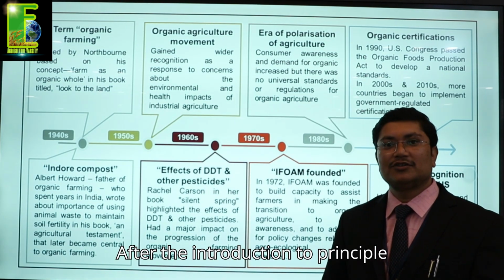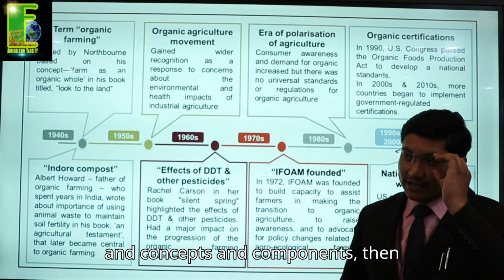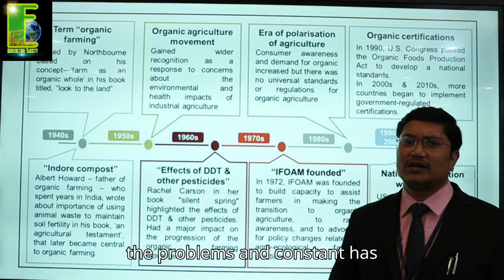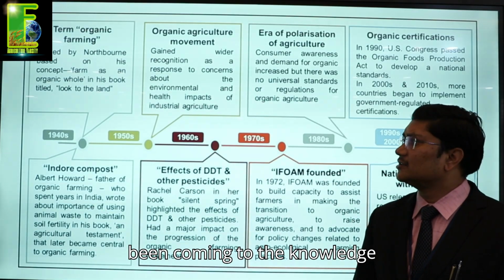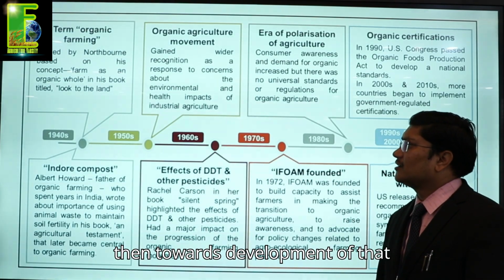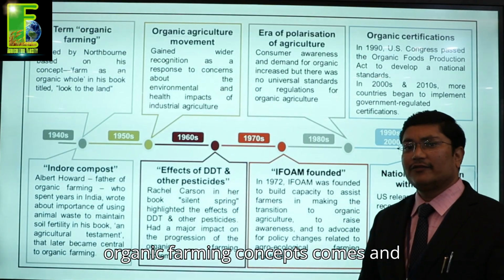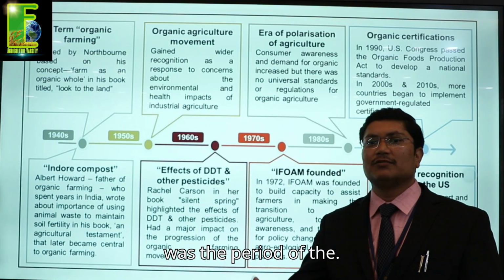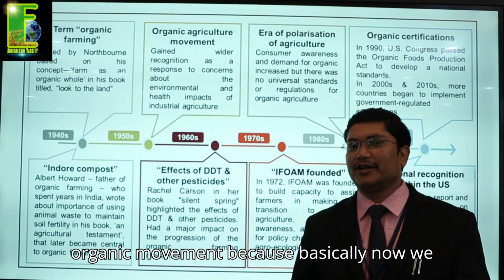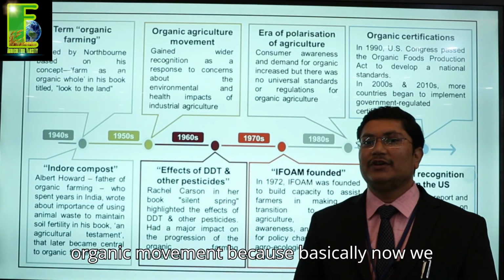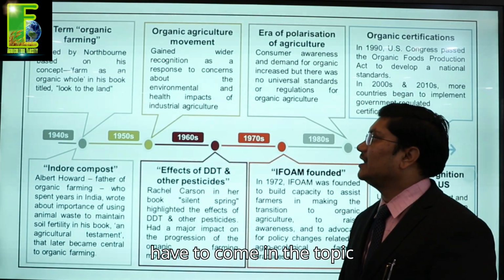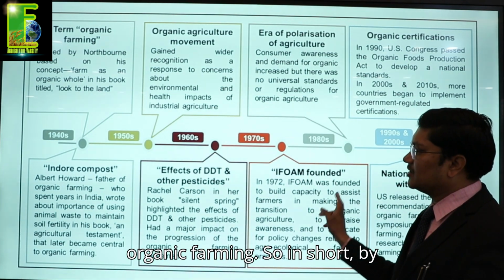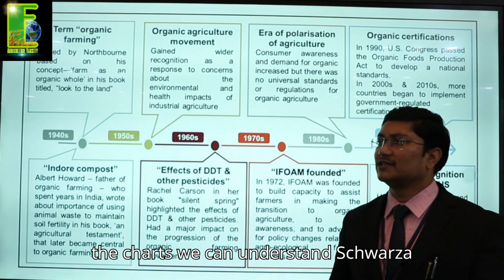After the introduction to principles, concepts and components, then advantages, disadvantages, and how the problems and constraints have come to the knowledge, then towards the development of those organic farming concepts, where it comes from, and the period of the development of the organic movement. Now we have to come to the topic of history and development of organic farming. So in short, by the charts we can understand the development process.